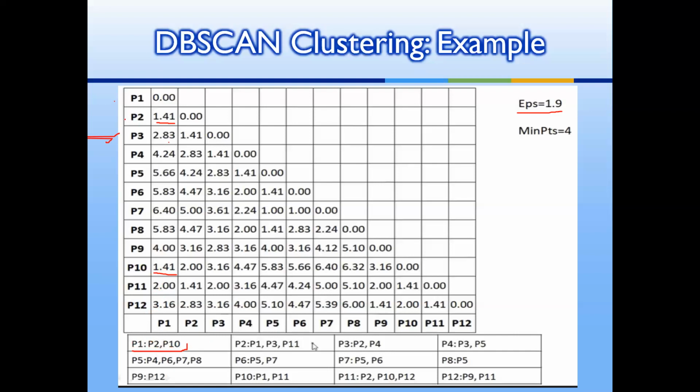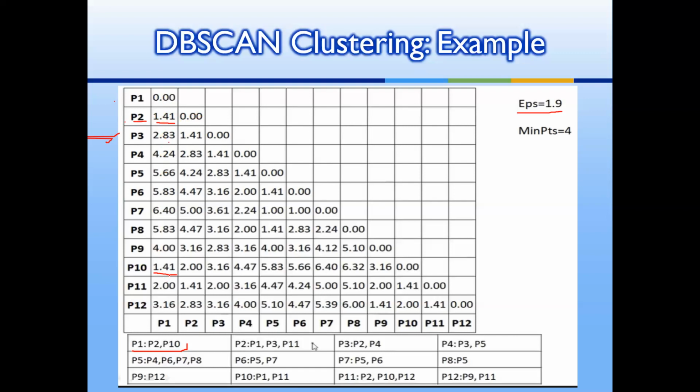Similarly, calculate all the points that come under the radius of 1.9 by considering P2 as the center point. If we consider P2 as the center point, first check horizontally. Horizontally only P2 is there. Then we check vertically. With P2, P1 has a distance less than 1.9. Then P10 also has a distance less than 1.9.